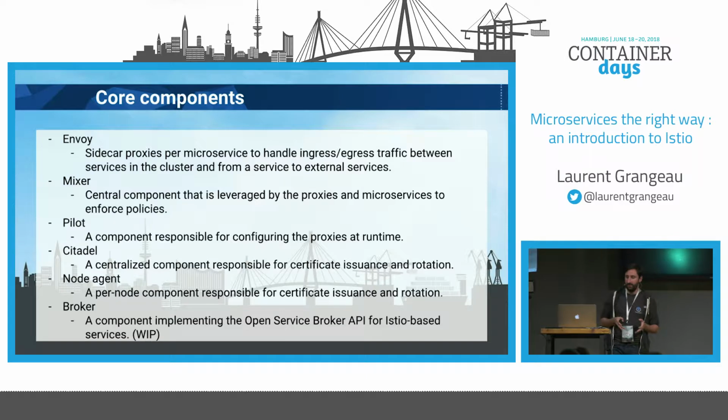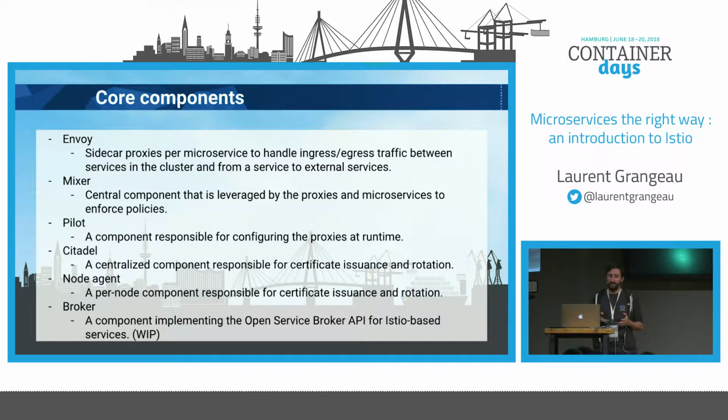So you have six different core components. Envoy is a sidecar of your pod. When you are deploying your application on Kubernetes, Envoy is injected at runtime as a sidecar. This is where all the traffic goes, and then it is rerouted to your container in the pod. Then you have the mixer. It's a central component that is leveraged by the proxies and microservices. You have the pilot. This is the component responsible for injecting the configuration of the proxy at runtime, so dynamically.